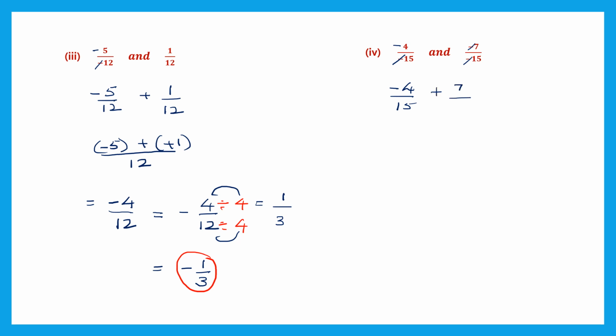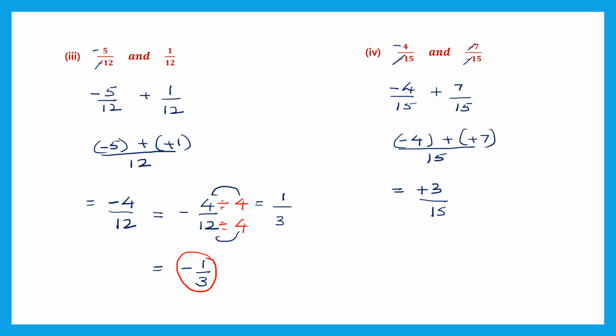We have removed the minus sign for both, 7 by 15. Denominators are the same. So we're going to write 15 as the common denominator, and we're going to simply add the numerators. So minus 4 plus 7. Again, here you can see the signs are different, minus 4 and plus 7. So put the sign of the bigger number and subtract. 7 minus 4 is 3. And then we get plus 3 by 15 or 3 by 15.